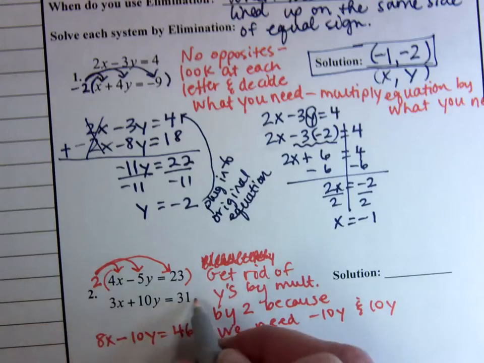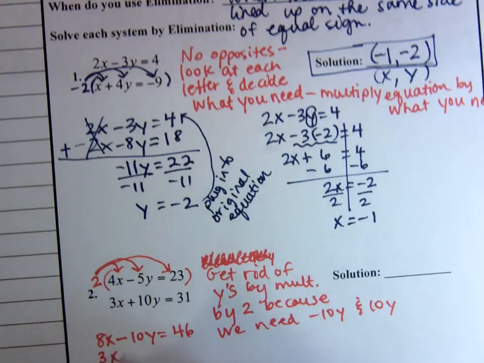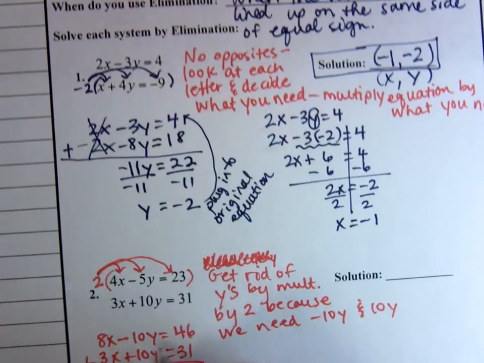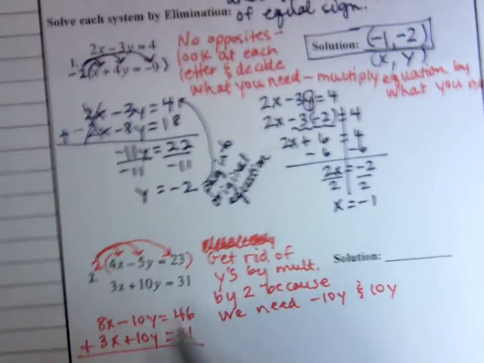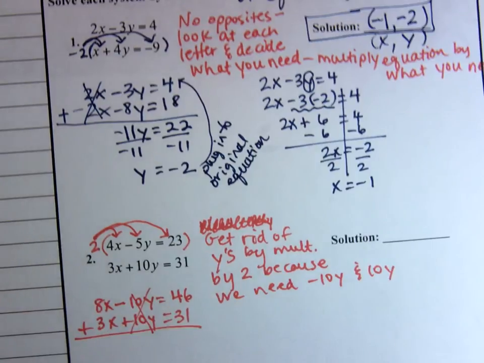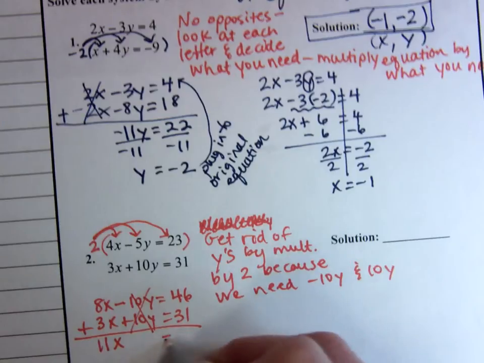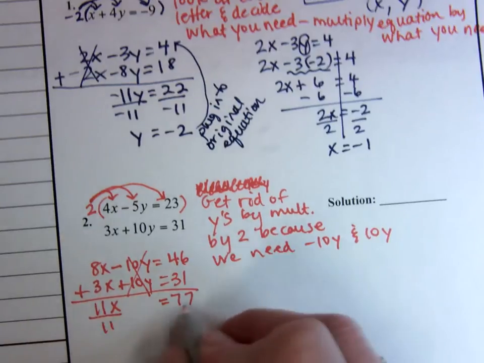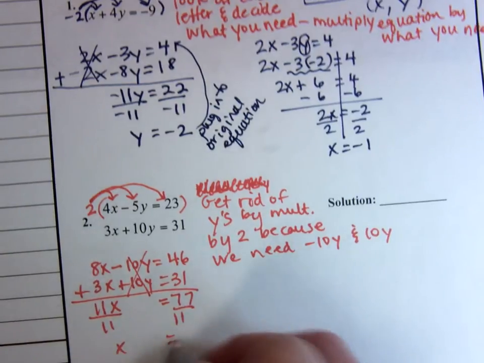I'm just going to rewrite that other equation down. 3x plus 10y equals 31. Do we have opposites now? Absolutely. So whenever we go to add them, the 10y and the -10y will cancel. 8 plus 3 is 11x, and 46 plus 31 is 77. Now we just solve for x. So we can divide by 11, and x is equal to 7.